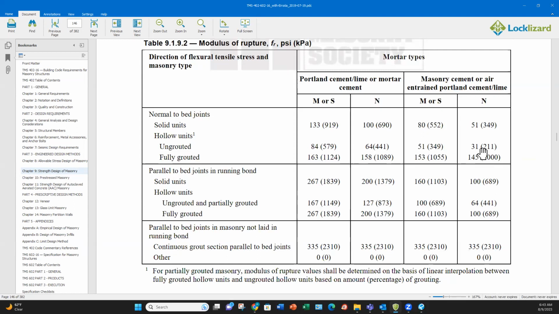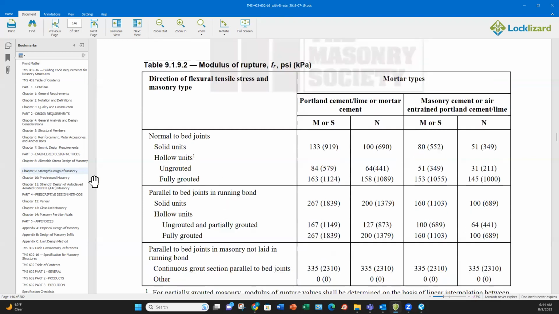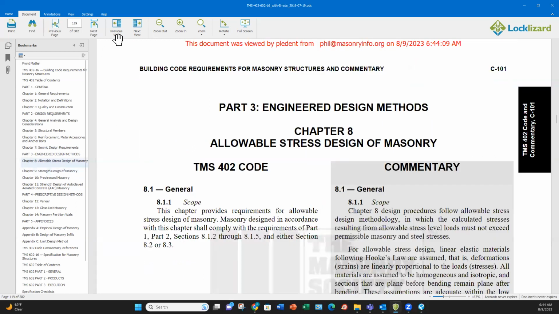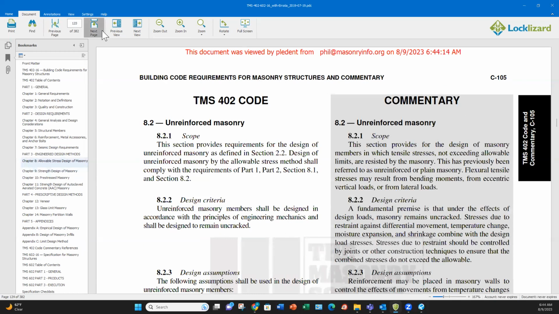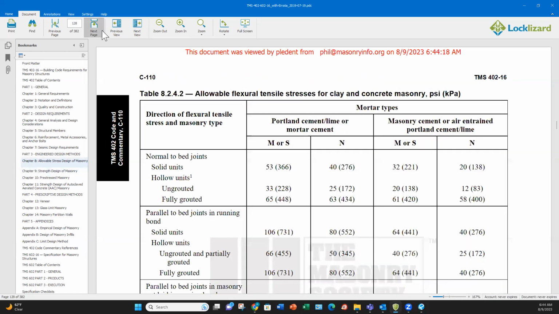And you can see the difference between N and S here as well. Parallel to bed joints would be something like perhaps a masonry lintel. And so you can see how that affects things here as well. So that would be for strength design. And for allowable stress design, similarly, as we go down a couple of pages here, we're going to have an allowable flexural tensile stress. And that's going to, again, be based on our mortar type, our direction of flexural tensile stress, and our masonry type, whether we are fully grouted, ungrouted, or partially grouted, or solid. So you can see the impact that mortar type has here as well.